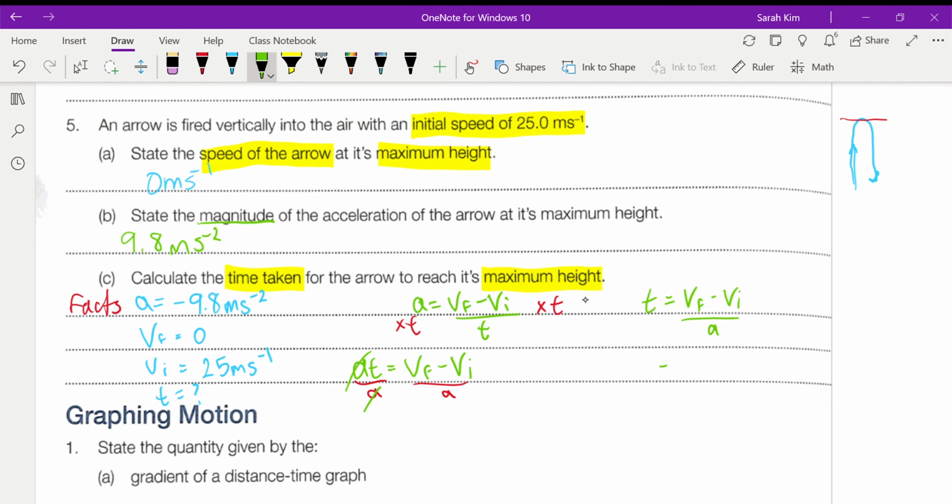So this is what I have to substitute in there. So Vf is 0, Vi is 25, my A was negative 9.8. So it's just 25 divided by 9.8, which is 2.55 seconds. So for it to start here and then reach the maximum height, it took 2.55 seconds.